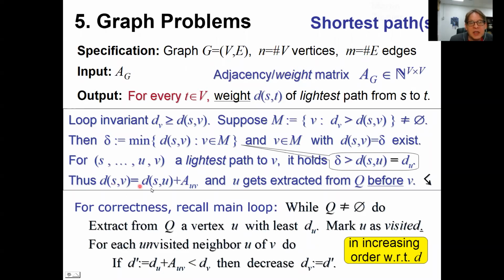So this results in a contradiction to our hypothesis that this set here is non-empty, which means the set must be empty, and therefore there cannot be any counterexample vertex, which is exactly what we wanted to prove. So this concludes our indirect proof for the correctness of Dijkstra's algorithm.